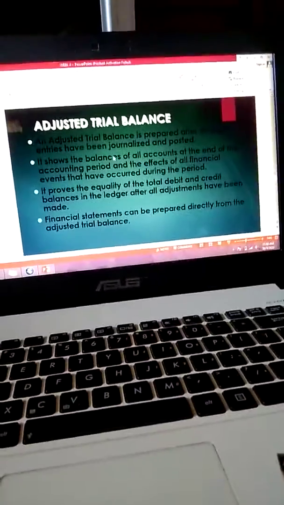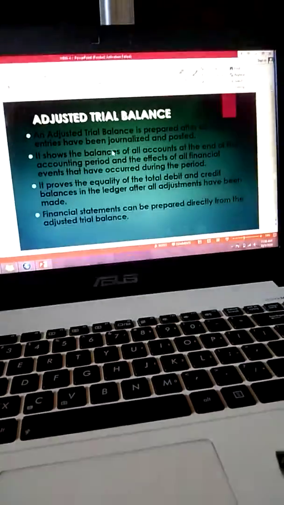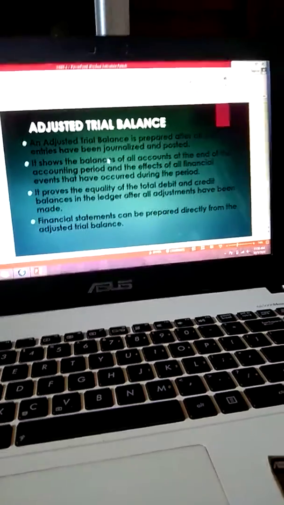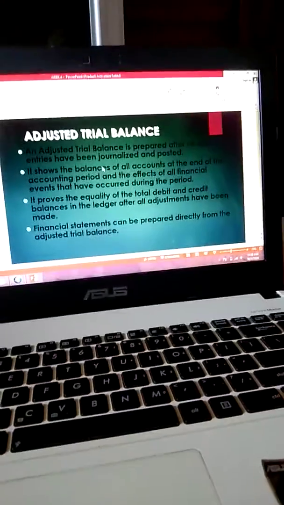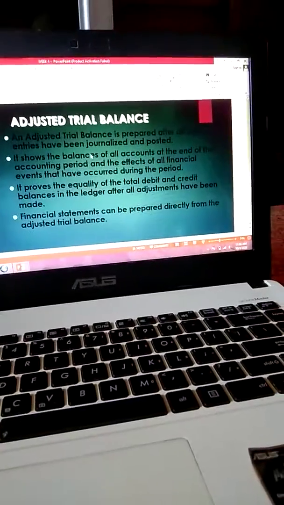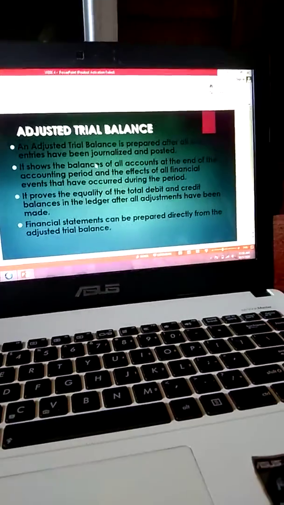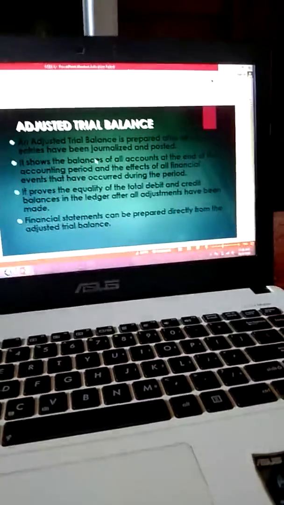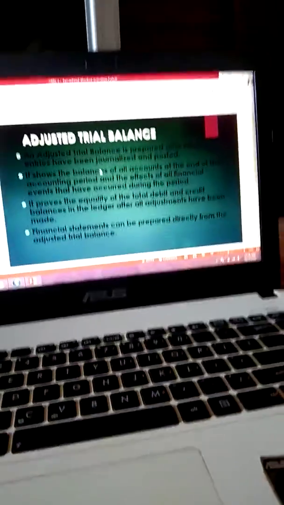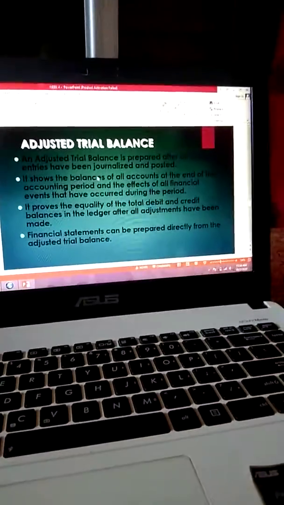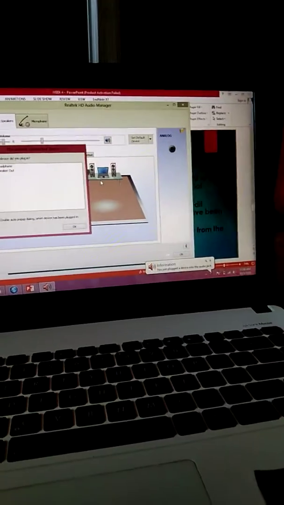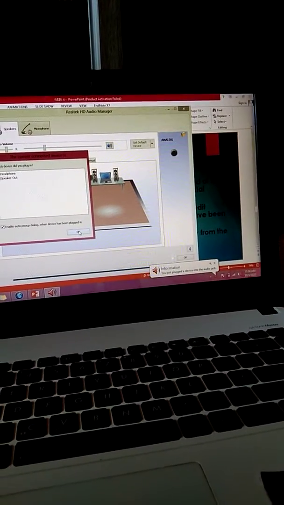For the second point, it shows the balance of all accounts at the end of the accounting period and the effects of all financial events that have occurred during the period. Means for all the revenue received and all of the expenses incurred, you record everything during the period.